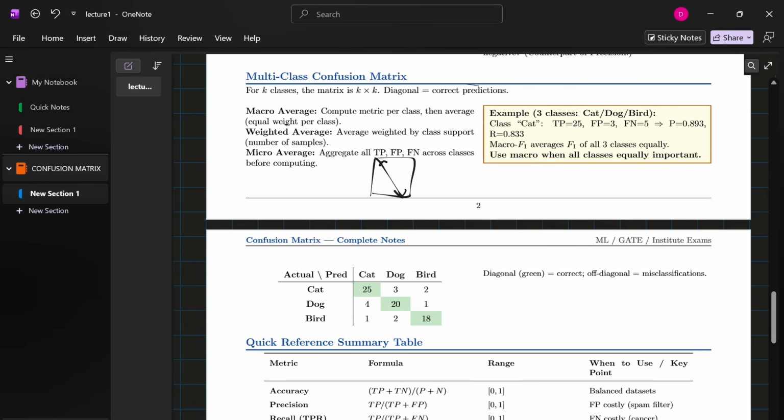For averaging metrics, we have macro averaging: compute the metric for each class independently, then simply take the average. Secondly, we have the weighted average: same, but weighted by how many samples each class has. Third one is micro averaging: pool all the TP, FN, FP together first, and then compute it. In our three-class example with cat, dog, and bird, the cat class has TP equals 25, FP equals 3, FN equals 5, giving a precision of nearly 0.893 and recall of 0.833.